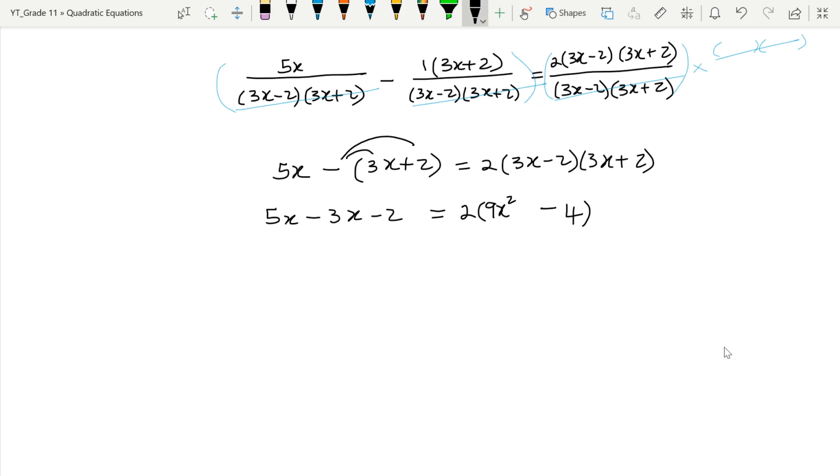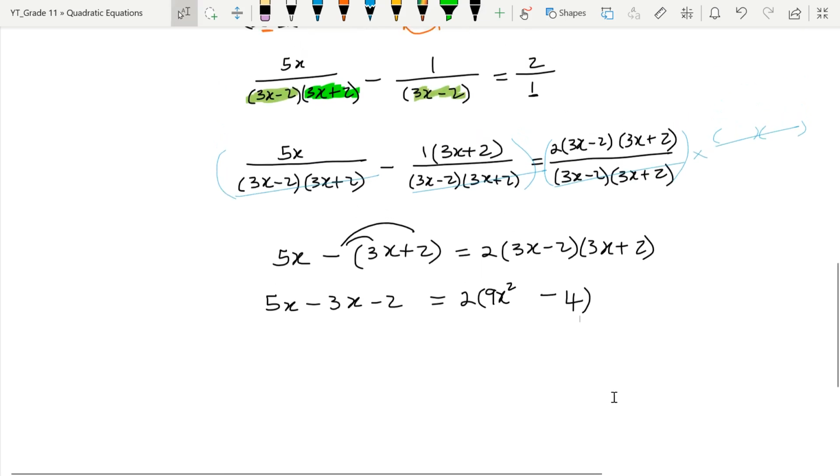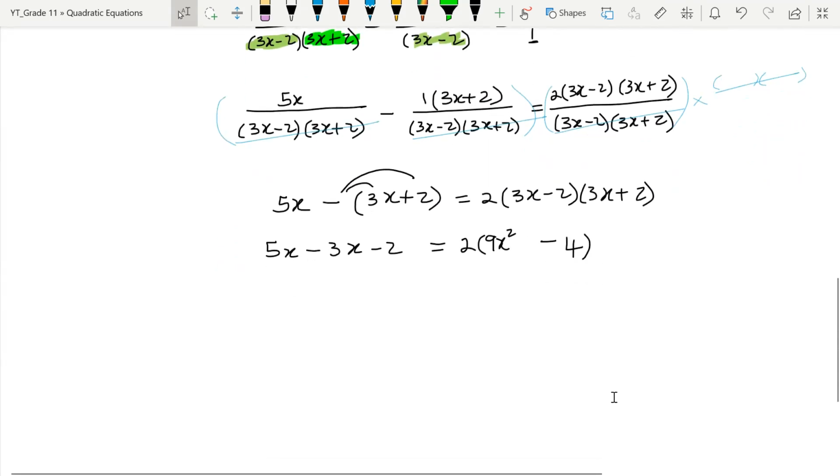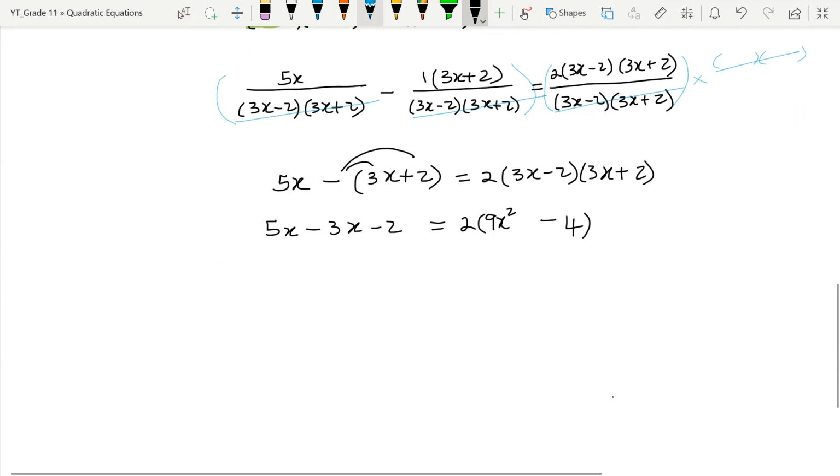How did I know that? Well, I remember over here, before we FOILed it was 9x squared minus 4. And we can see that these are just the results of a difference of squares. The brackets are exactly the same, they just have opposite signs. Now, if you didn't see that, don't worry about it, because if you FOIL that out and simplify it, you're going to get there eventually in the next step. Okay, now let's just simplify the left-hand side.